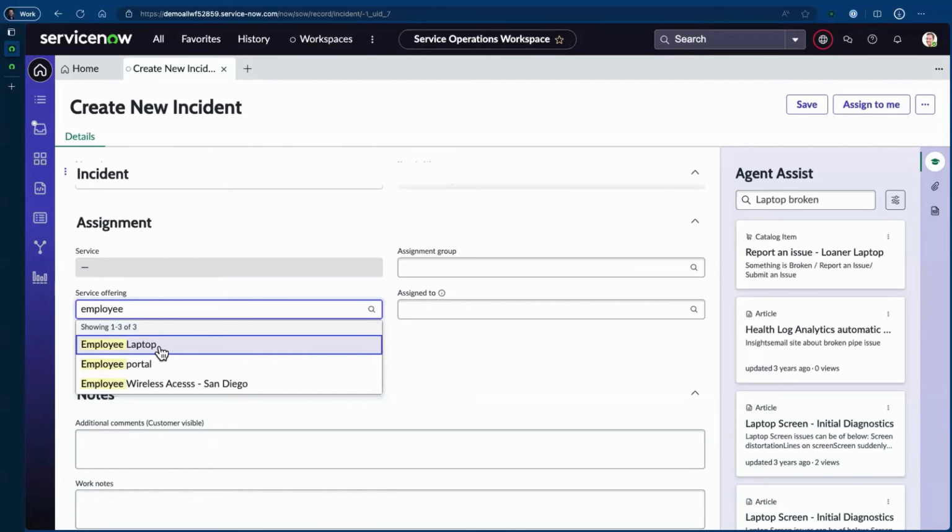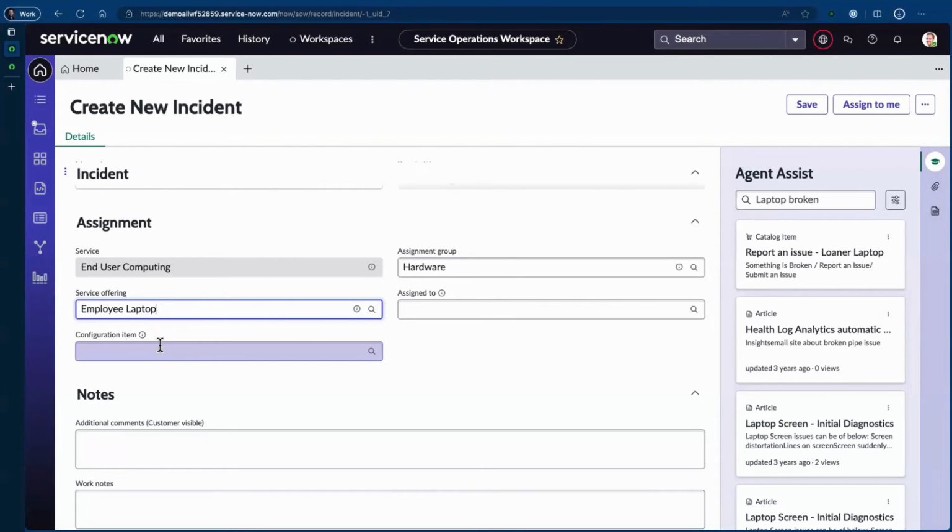if I select this offering, then I immediately see that we're using relationships in the CSDM to populate other things on the incident form. So we know that the parent service is end user computing. So we can populate that for the agent. That's one fewer click that the agent is doing on the incident form. And you think if they're raising 30, 40 incidents a day, every click saved is quicker mean time to resolution and happier customers and fewer errors as well. That's also worth bearing in mind. And then we also know that the employee laptop is a service offering that's being supported by the hardware group.